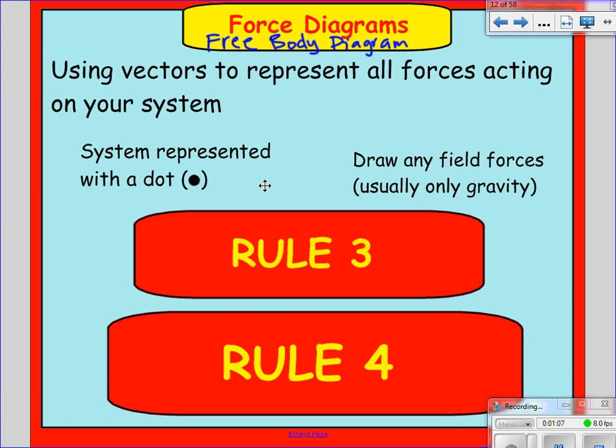Rule number 2, first of all, draw any field forces that are acting on the object. Remember, these are forces that are acting on the object without touching it. In this first semester, we're really going to primarily focus on gravity as the only field force. Later on, however, magnetic and electrical forces can come into play.